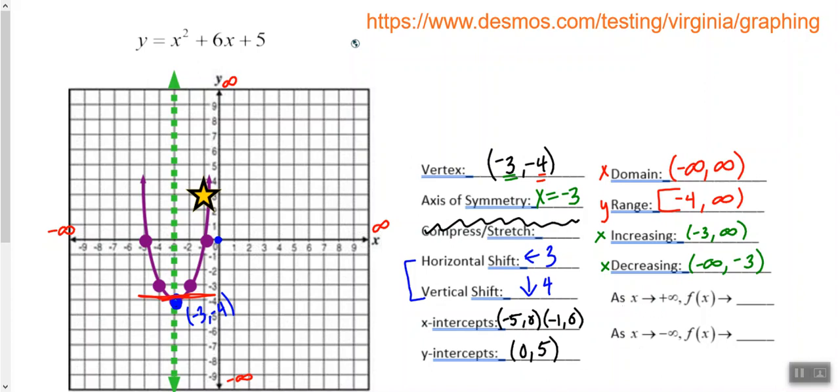Then finally our end behavior. As X approaches +infinity, so if I'm going on the positive X side, my arrow is pointing up, so +infinity. As X approaches -infinity, so -infinity is the left side, my arrow is still pointing up, so +infinity. And I know that was a lot. We're going to do a couple more problems.